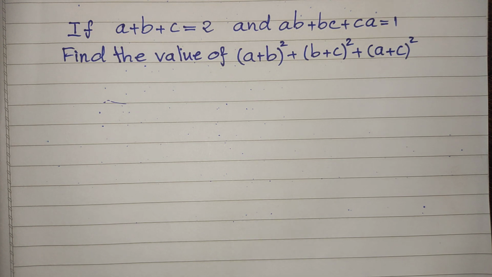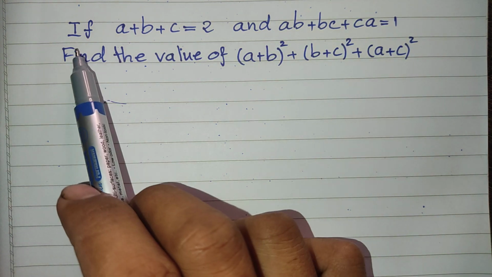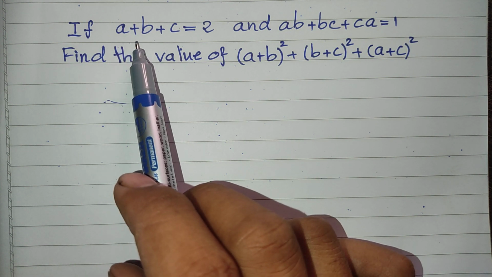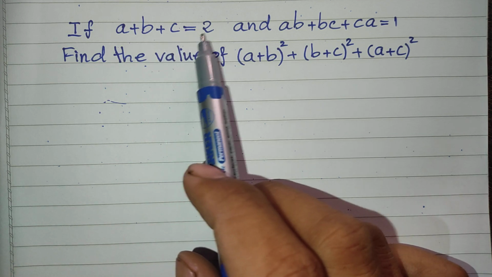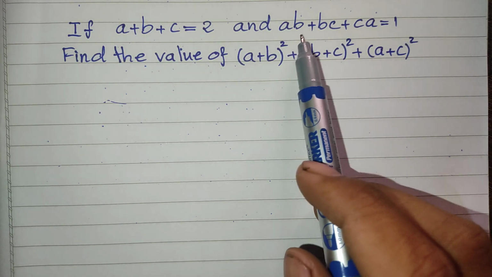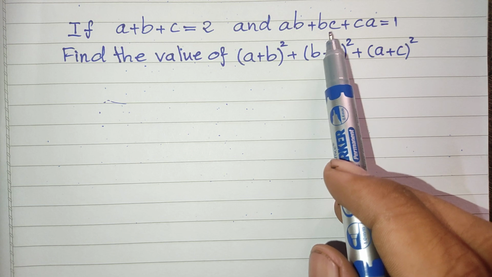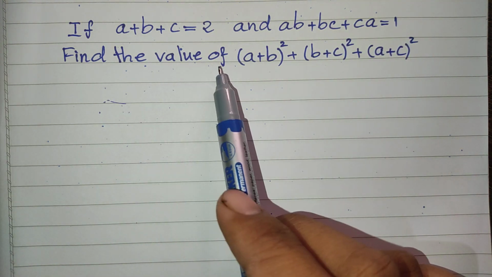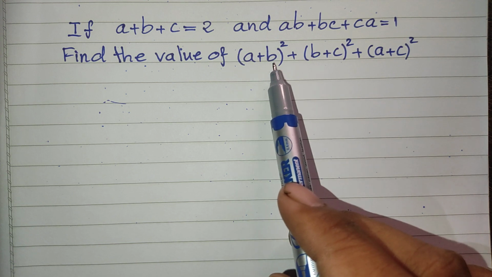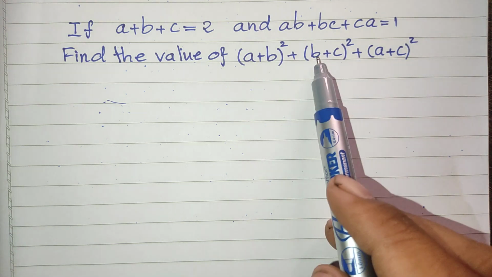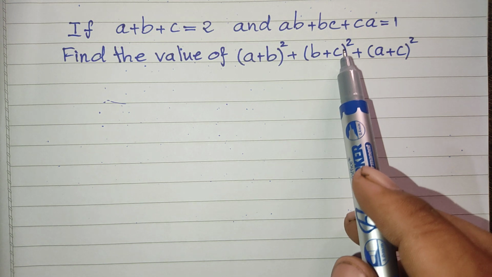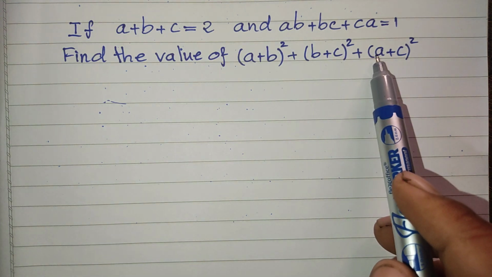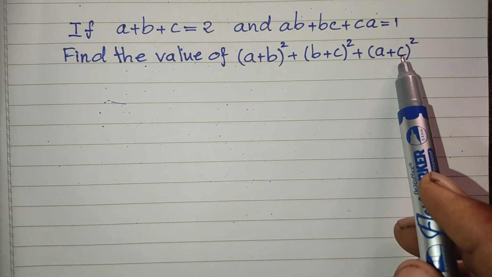Today I have one exercise. If A plus B plus C equals 2 and AB plus BC plus CA equals 1, find the value of the expression (A plus B) squared plus (B plus C) squared plus (A plus C) squared.